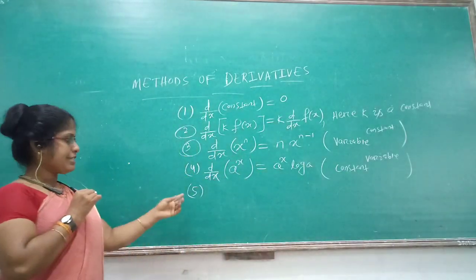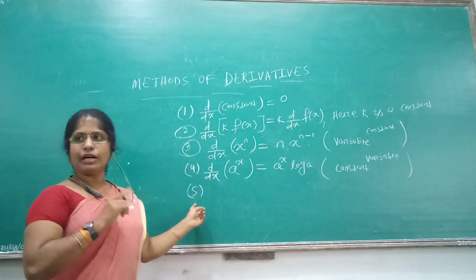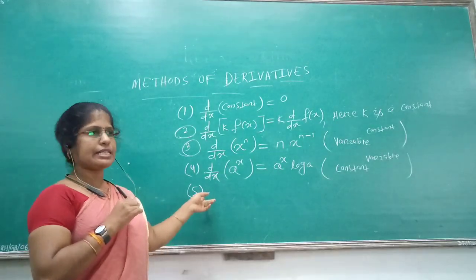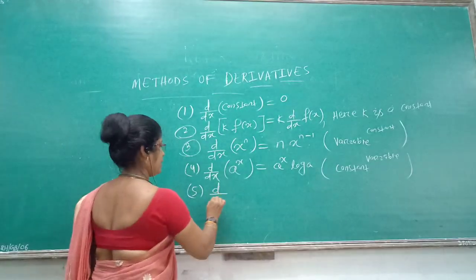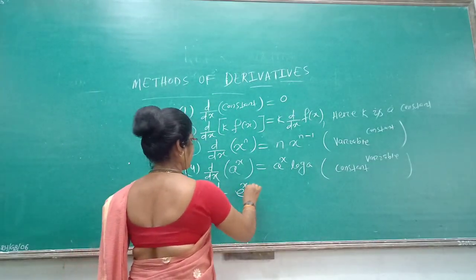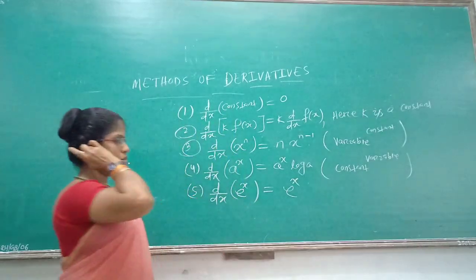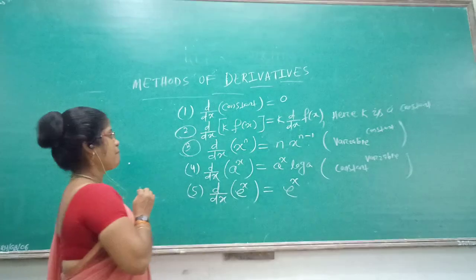Next, the exponential function, that is e to the power x, is a function whose derivative is itself, that is d by dx of e to the power x is also e to the power x.